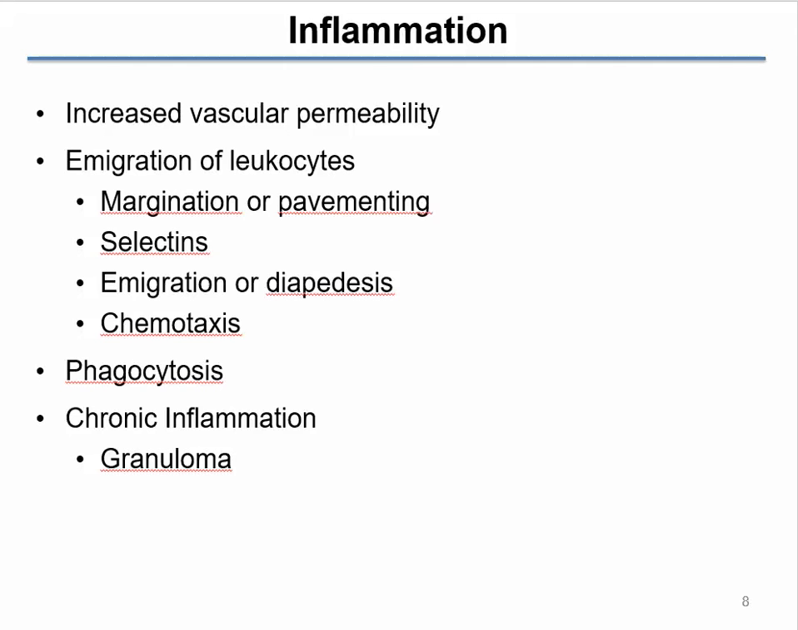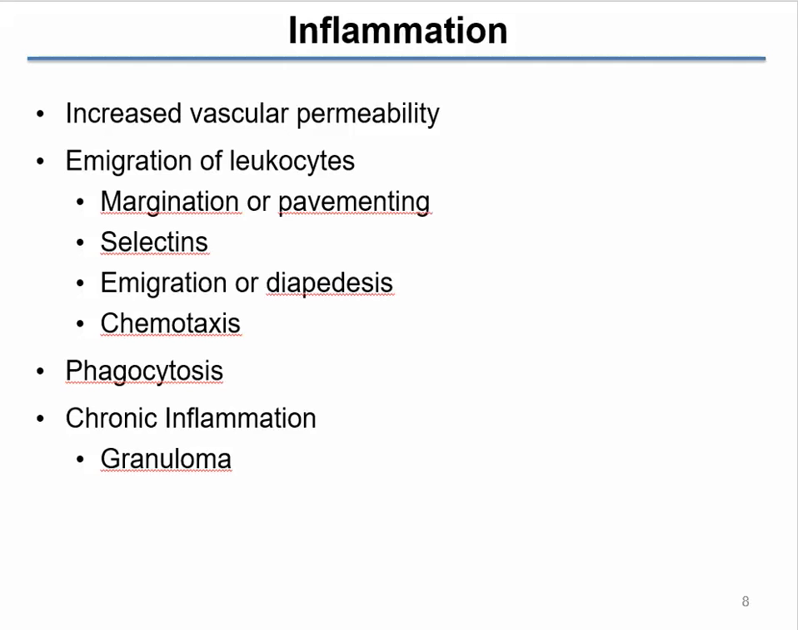Now, if this all works, what happens is the pro-inflammatory chemicals are released, which cause the vascular permeability to increase, which allows and causes the emigration, the diapedesis. Their chemotaxis brings them to the area. The phagocytosis happens just because they are phagocytes.